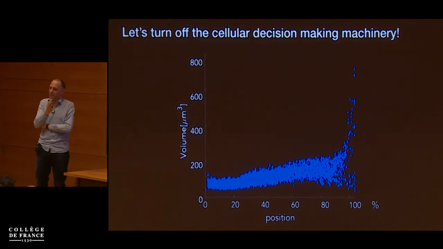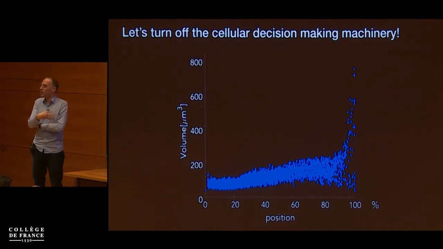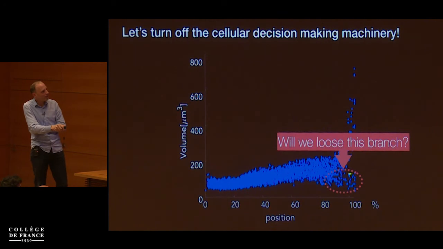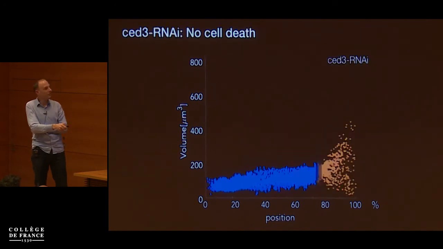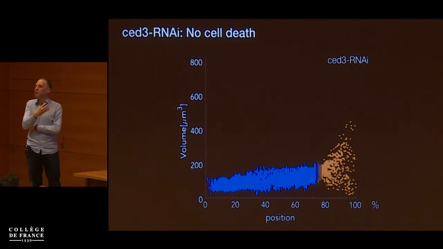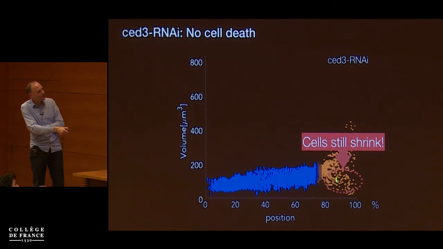Whereas, if it's a hydraulic instability that makes the decision, we should still see large and small cells, except now there's no more apoptosis, and the small cells should still survive. They shouldn't be eaten up. So that makes a very precise prediction, because we turn off the cell death pathway. Question is, do we lose this branch or do we still keep it? And we perform the experiment. In fact, it was in the original publications, in the second publication with this gene cell death 3, where it was already reported that this RNAi, this removal of this gene, gives rise to large and small eggs. So what we see here is we still have this branch.